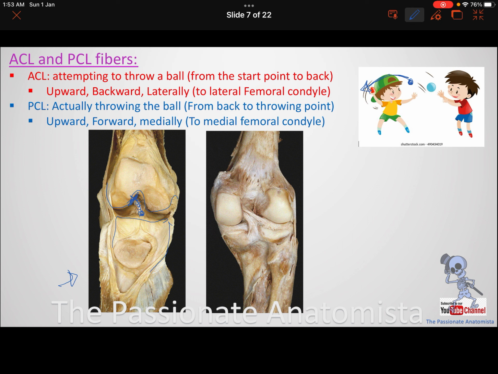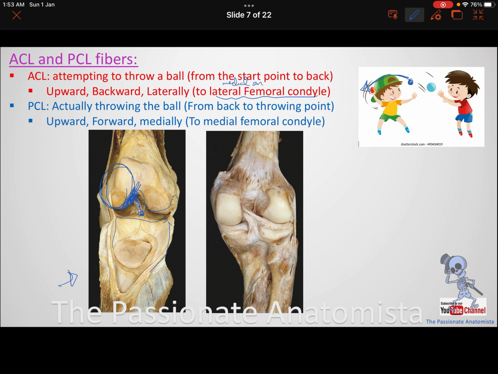Which surface exactly is it? It's going to be the medial surface, so it's the opposite. It's going to go to the lateral femoral condyle but the medial surface. And it makes sense because the ACL is running in the center here, so this is the lateral femoral condyle, and this is the medial surface.